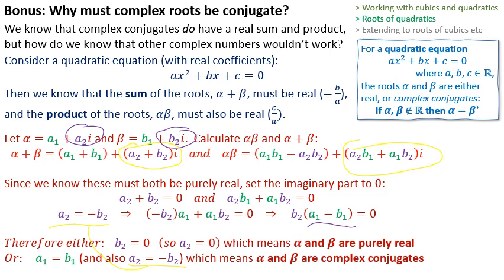So we've demonstrated now that if the sum of your two numbers is real and the product of your two numbers is real, then only two things are possible. Either you're dealing with two real numbers, purely real numbers as opposed to complex numbers, or you're dealing with complex numbers which are also complex conjugates. They're the only possibilities.